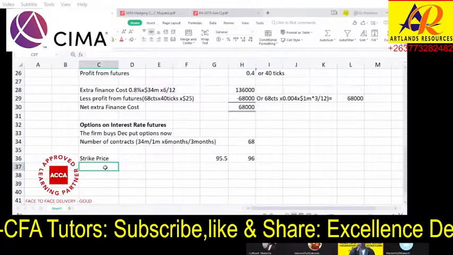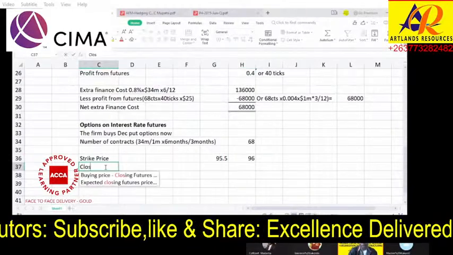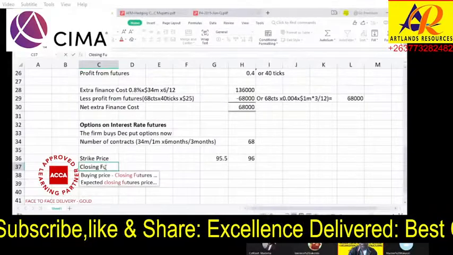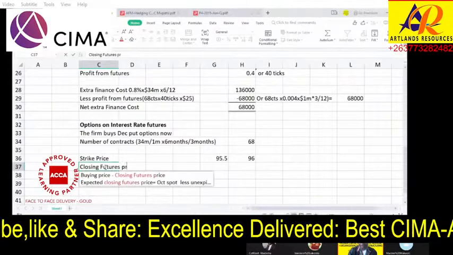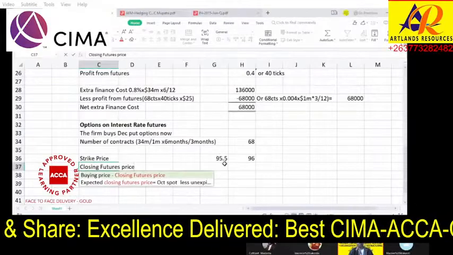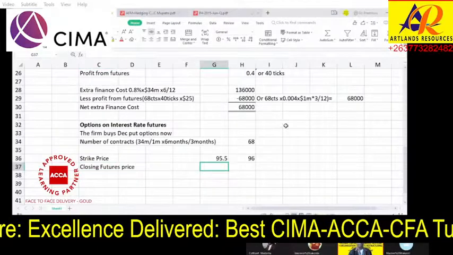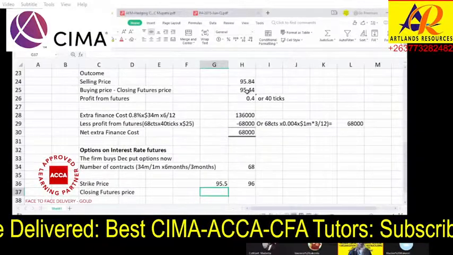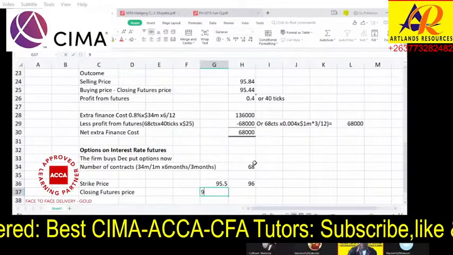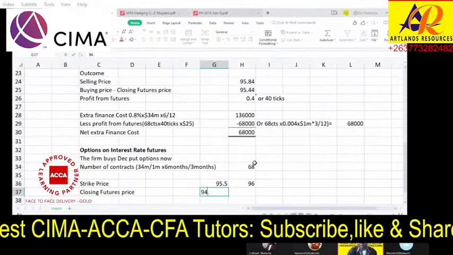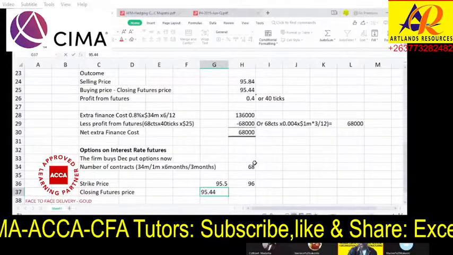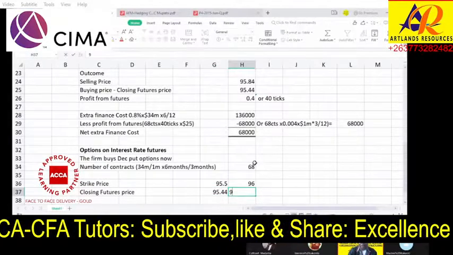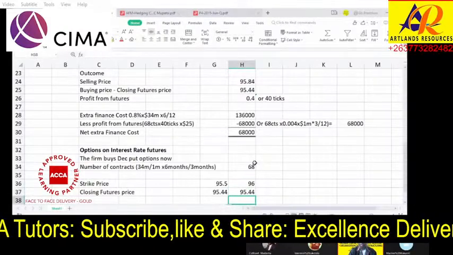So what you then have to do is you then say closing futures price. What is the closing futures price? The closing futures price is what we have calculated. We have calculated it to be 95.44. That's closing futures price, 95.44.